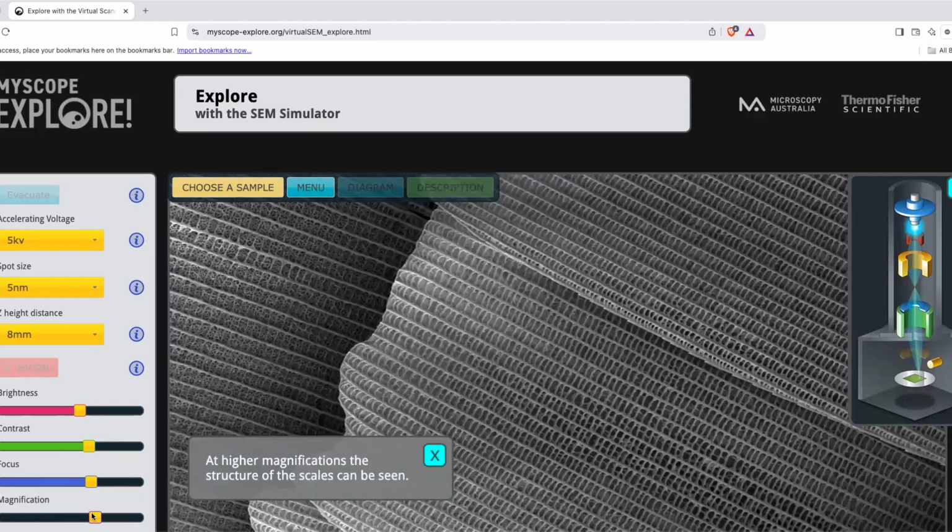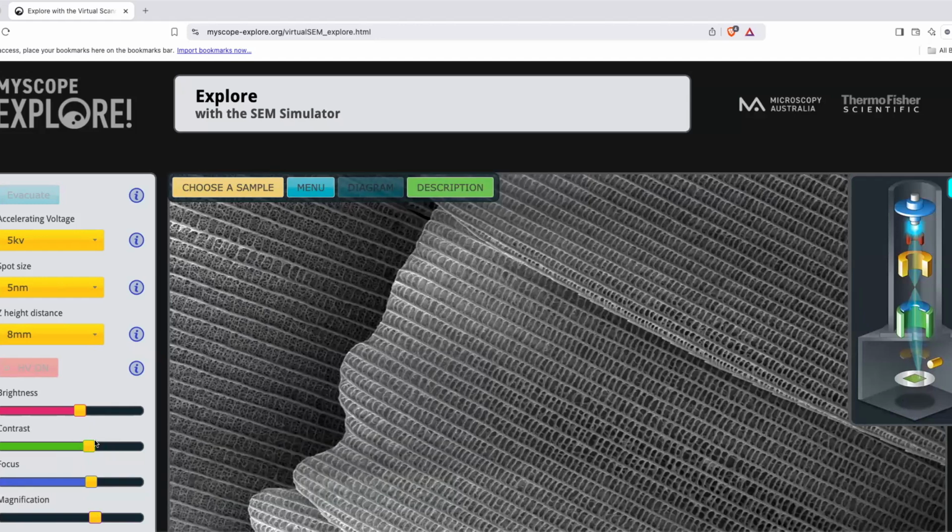And you can go higher. Higher magnification structures can be seen. There are details coming. It's a real image. And if you change the focus, you see it can blur. So you can increase the brightness if you want.